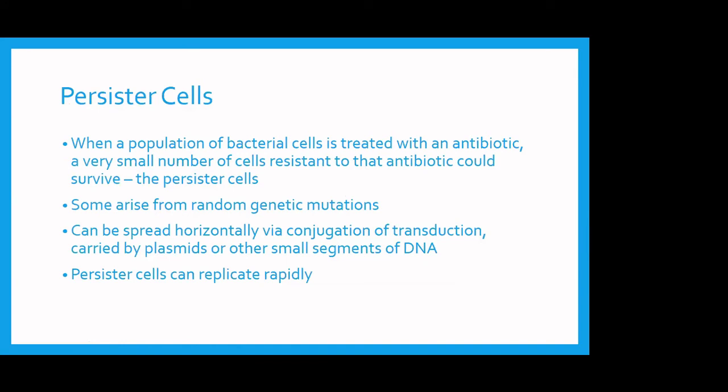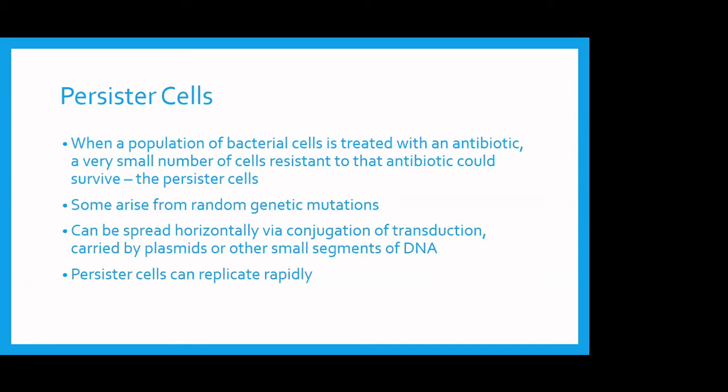So when an infection is treated with antibiotics, even if it's all caused by the same species of bacteria, within that species, there will be some cells that are more likely to be killed by the antibiotic and some cells that are less likely to be killed by the antibiotic. The ones that are less likely are the ones that are going to stick around if that course of antibiotics is not sufficient. And those are the persister cells.